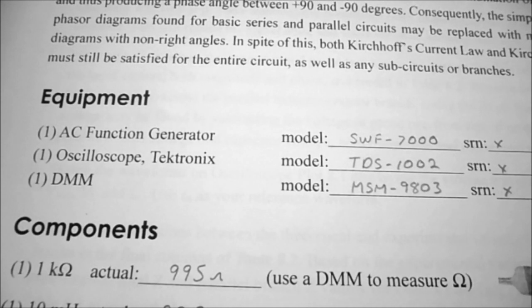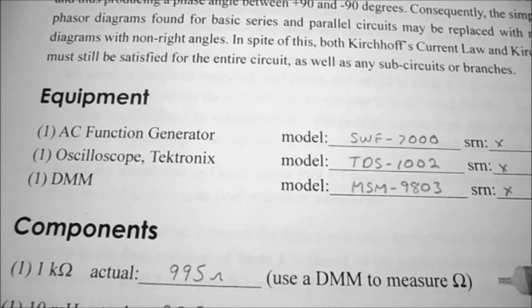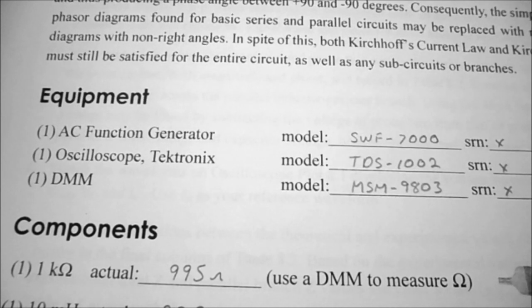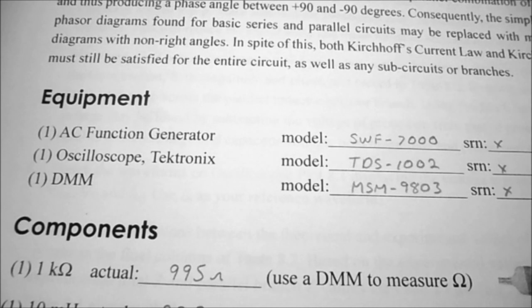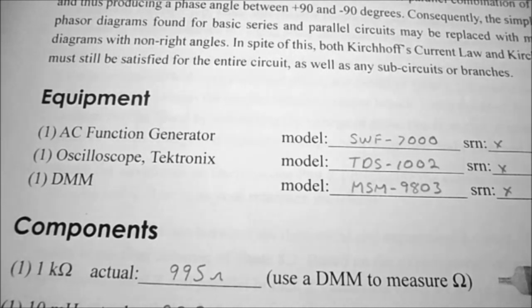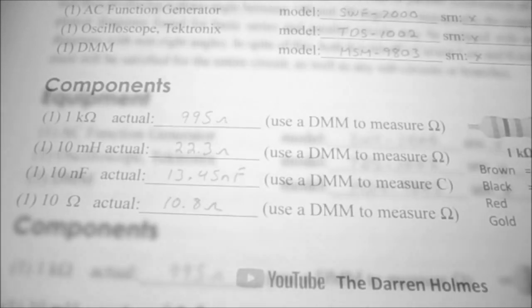The equipment we're using today is the circuit test, SWF 7000, don't bother with its serial number. The oscilloscope will be the Tektronix. I'm going to be using the TDS 1002. And the digital multimeter, I'm going to use the Mastech MSM 9803.